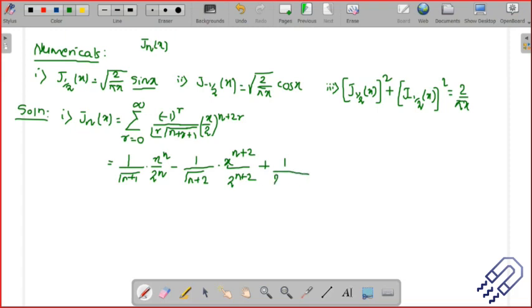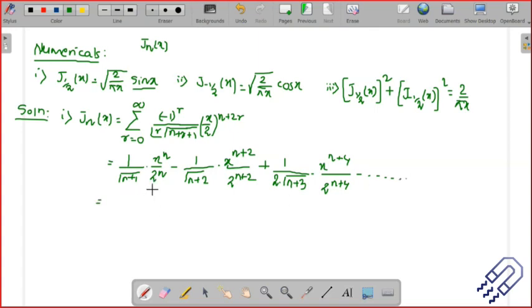This is factorial 2, so I can just write it down as 2, and then this would be gamma of n plus 3. So this is going to increase like this, and then we have x to the power n plus 4 divided by 2 to the power n plus 4. So we have this, and then minus, and then it will keep on continuing. Let's try solving it further.